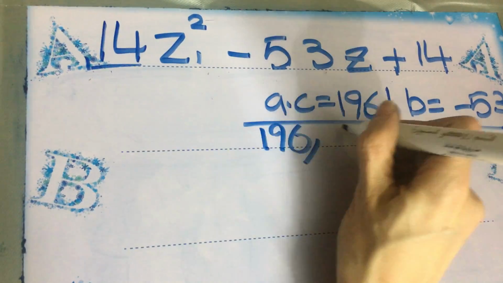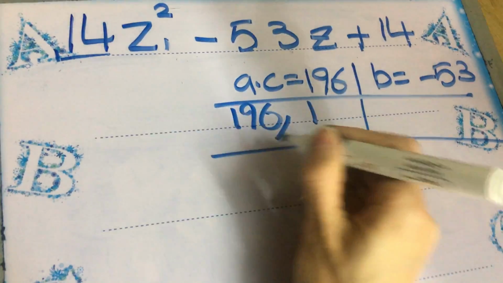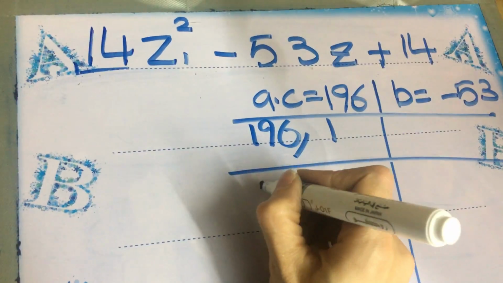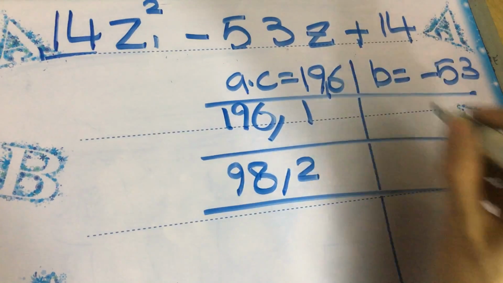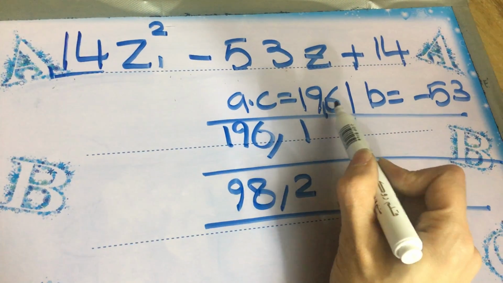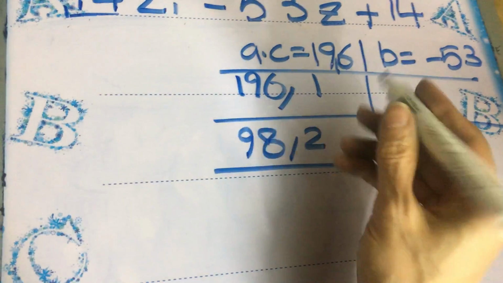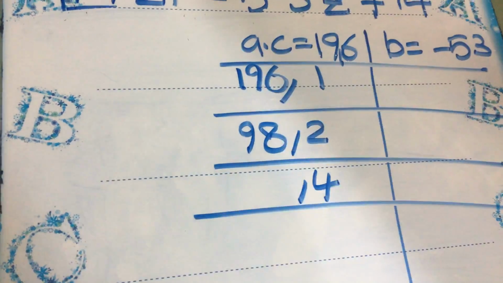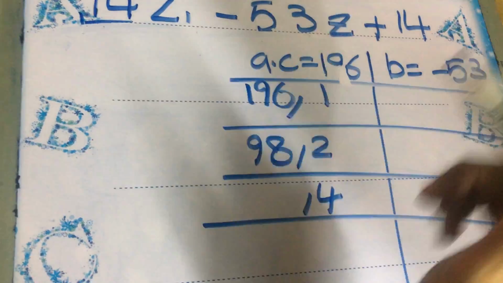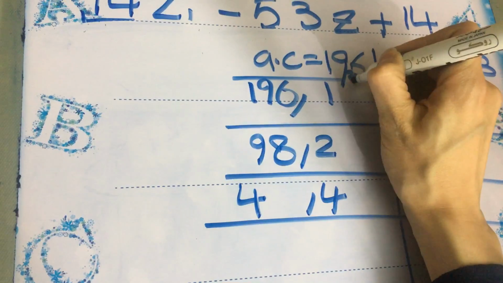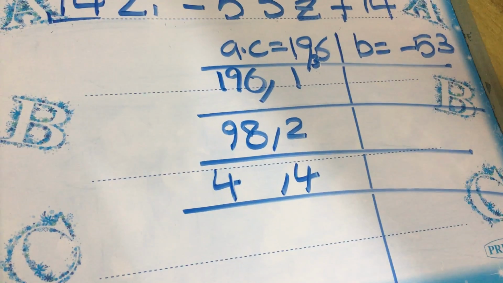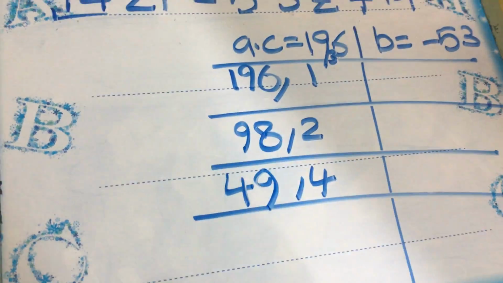Now let's start with the numbers. 196 is divisible by 2. 19 divided by 2 is 9. 16 divided by 2 is 8. 1 plus 9 is 10. 10 plus 6 is 16, so it's not divisible by 3. Let's try 4. 19 divided by 4 is 4. 19 minus 16 is 3. 36 divided by 4 is 9. Not divisible by 5. We don't need to go on because we got our number.